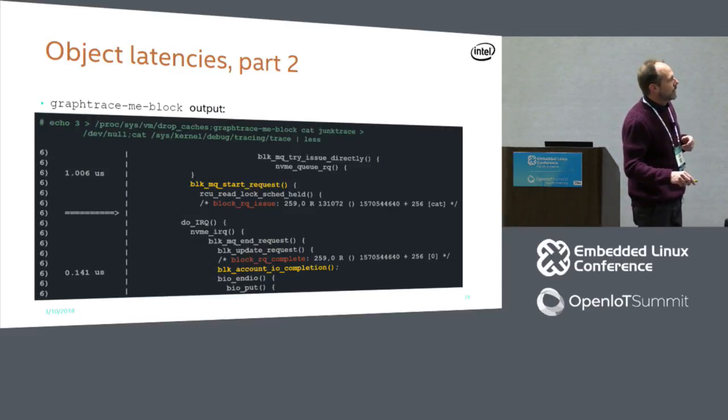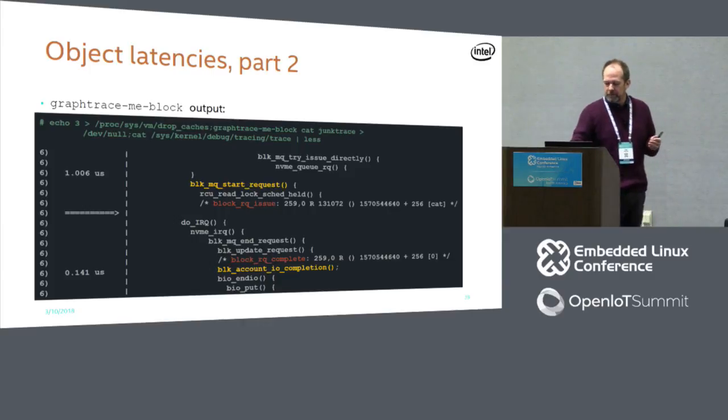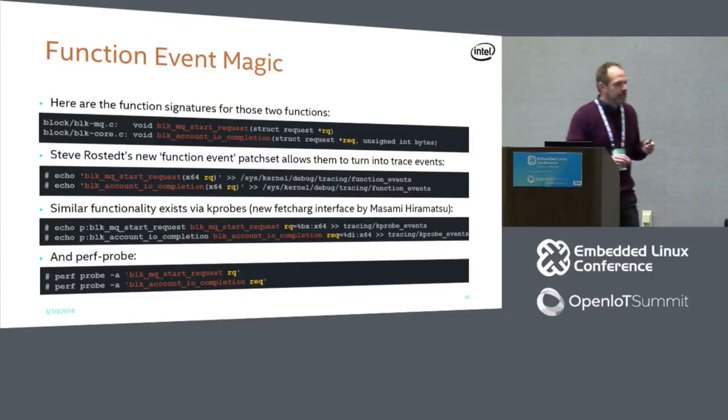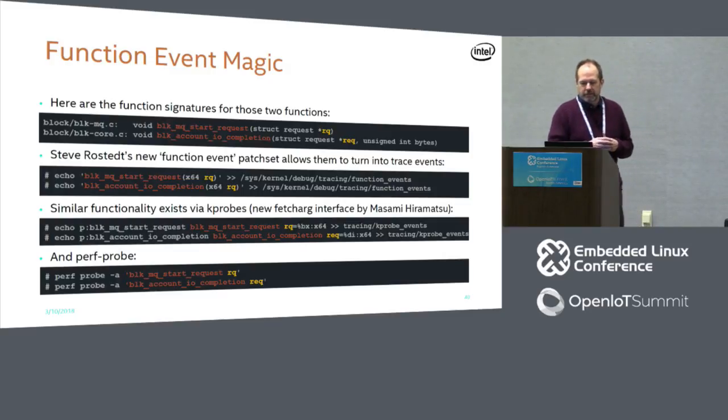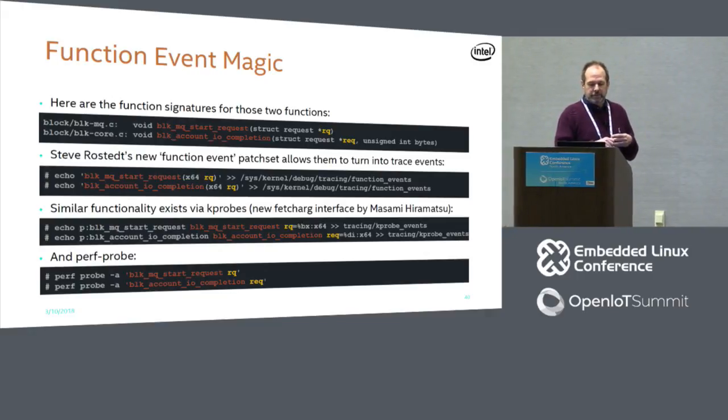So here we have our block RQ issue that we're interested in, and block RQ complete. Looking around those two events in the output, we see a couple of candidates: block MQ start request and block account IO completion. So let's pretend that we want to use those for our trace events. If we look at the kernel source for those two functions, both of them have this struct request object that looks perfect for our purposes. So now we have the function and we have the data that we want to export as a trace event.